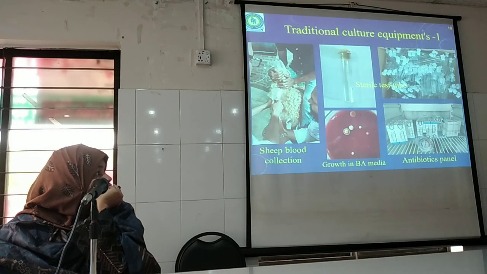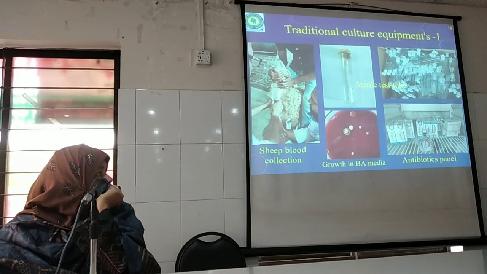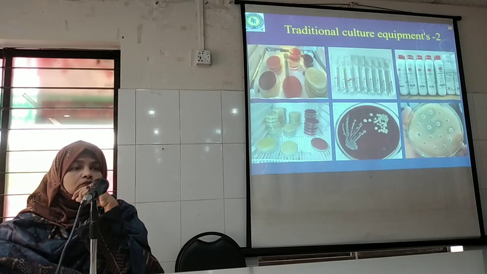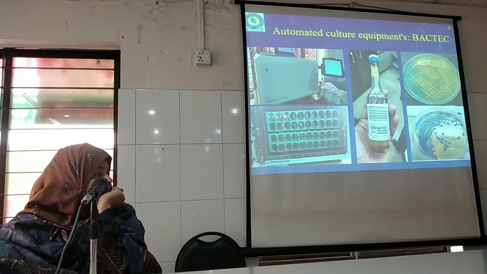Picture showing some traditional culture equipment. How do we use that? This is also some traditional culture equipment. We collect sheep blood, sterile test tubes and antibiotic panels. Automated culture equipment, that is BACTEC, we do not use this.